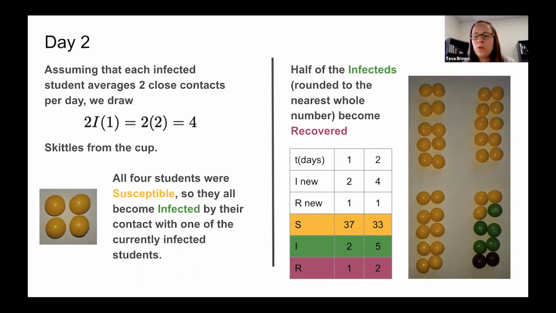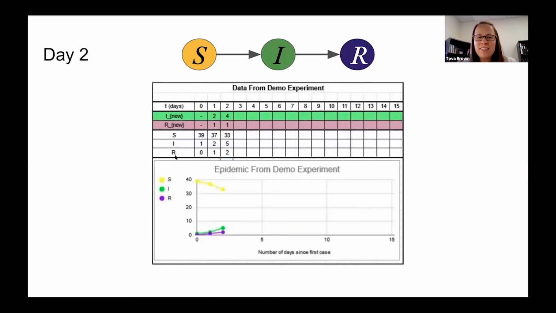And so we have 2 purple Skittles, 5 green Skittles and 33 yellow Skittles still. That represents that 33 students are still susceptible, 5 are currently infected and 2 now have immunity. They will not become infected again. These 40 Skittles pictured are the ones that go into the cup to shake and to draw again. But now it's time for each of you to calculate your day 2 data.